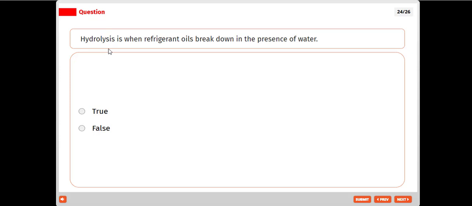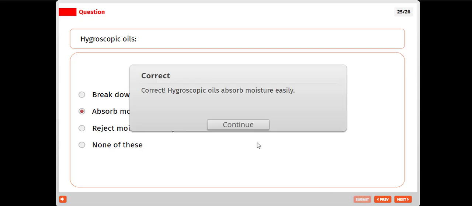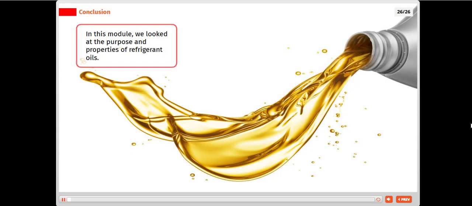Hydrolysis is when refrigerant oil breaks down in the presence of water. I think it's true. Hygroscopic oil breaks down in the presence of water. Hygroscopic oils absorb moisture readily, they do not reject moisture. So hygroscopic oils absorb moisture easily.